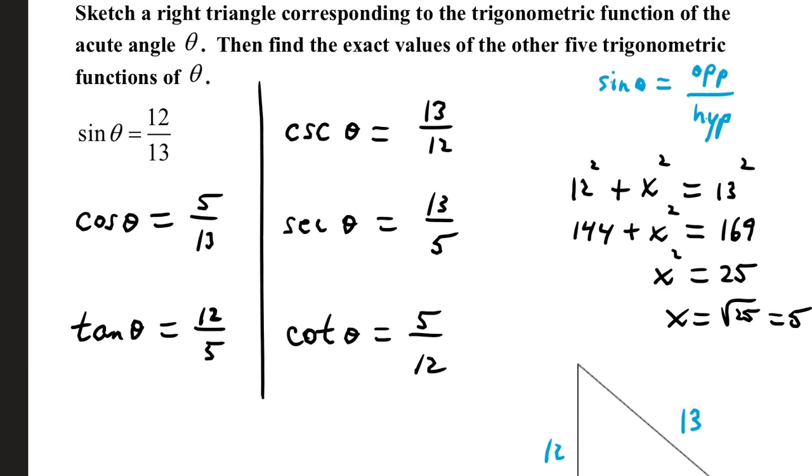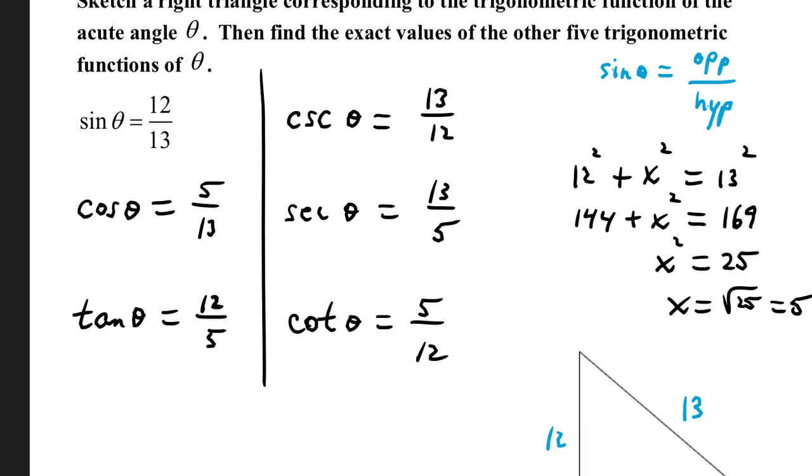Let's sketch a right triangle corresponding to the trigonometric function of the acute angle theta, and then find the exact values of the other 5 functions of theta. So we have a right triangle down here in the lower right part of your screen. We're given that the sine value is 12/13. So when you draw a right triangle, just pick one of the vertices. It could be the one up here if you like, but just pick one of the vertices, put your theta in here, and actually mark it so that you'll know what vertex everything's with respect to.